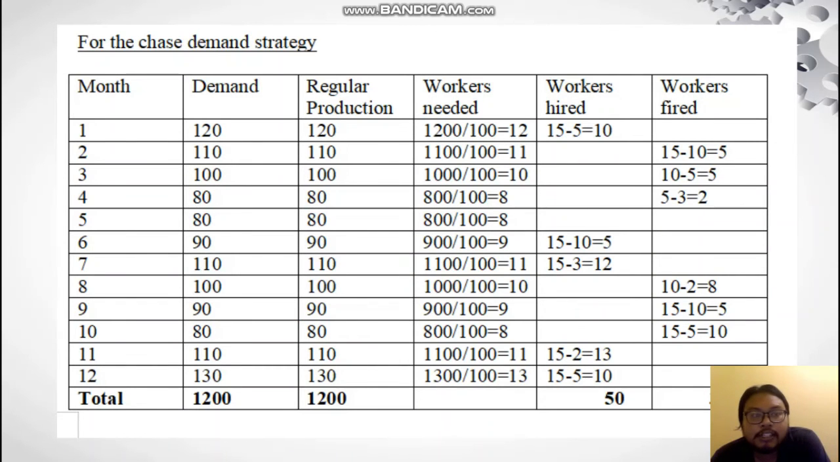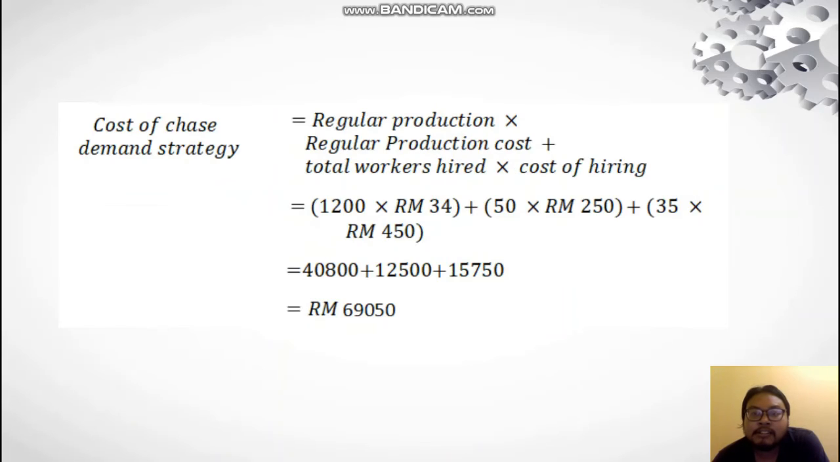Next, we do the chase demand strategy. For the chase demand strategy, we put workers needed, workers hired, and workers fired in the table. The total number of workers hired, as you can see, is 50, and the workers fired is 35. And then we can calculate the cost of the chase demand strategy using this formula, and the answer for the value of the cost of chase demand is 69050 ringgit Malaysia.